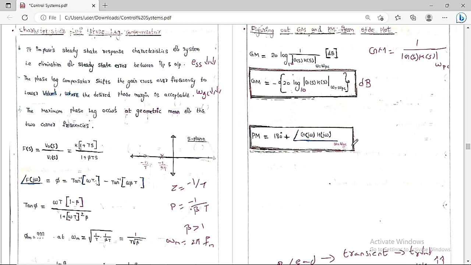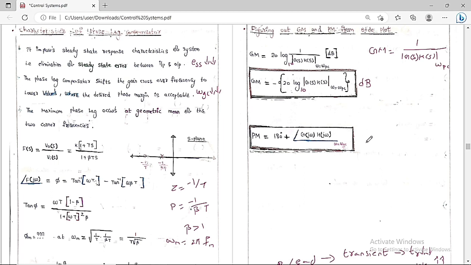So at 0 dB in the magnitude plot, just figure out at what frequency we get 0 dB, from the Bode magnitude plot. That gives us the gain crossover frequency. At this gain crossover frequency, from the phase angle plot, get the phase angle. Keep the value and add 180, and you get the phase margin.